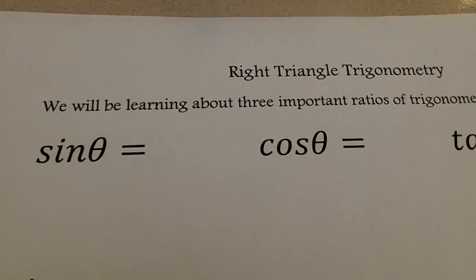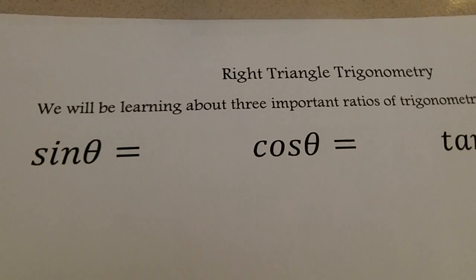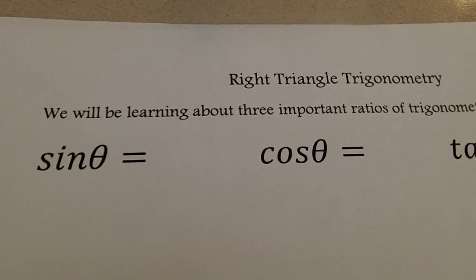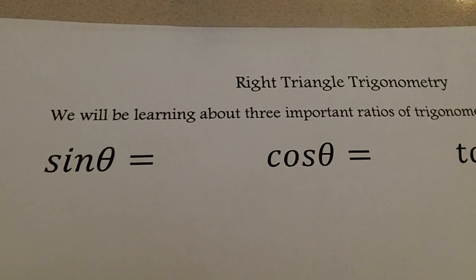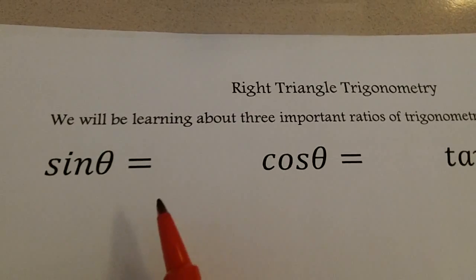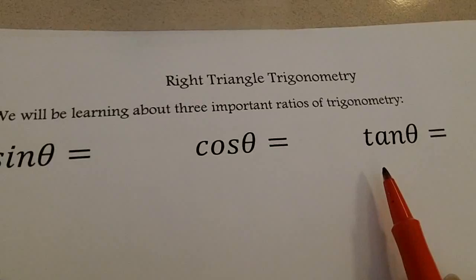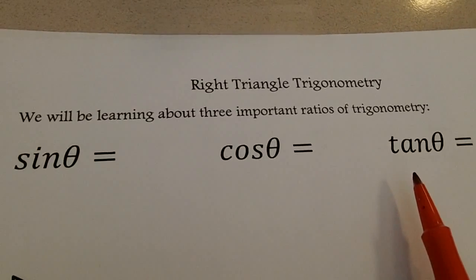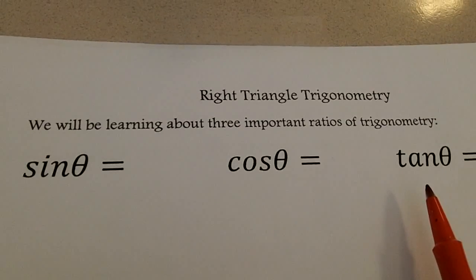The lesson today is on 3 trigonometric functions. There's a blank copy of the notes posted if you want to follow along, and feel free to pause the video at any time to try the problems before I do them. Today we're learning about 3 trigonometric functions: sine, cosine, and tangent. These 3 trig functions give you a ratio of 2 sides in a right triangle.